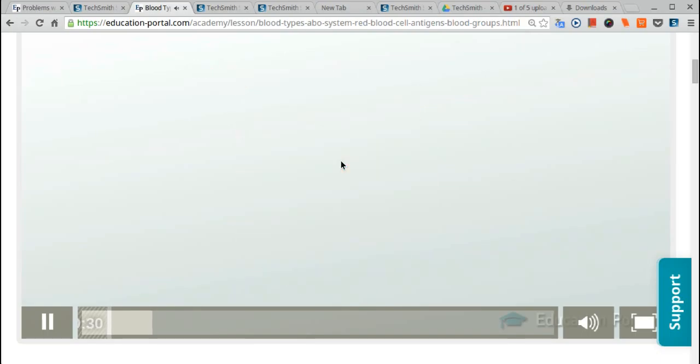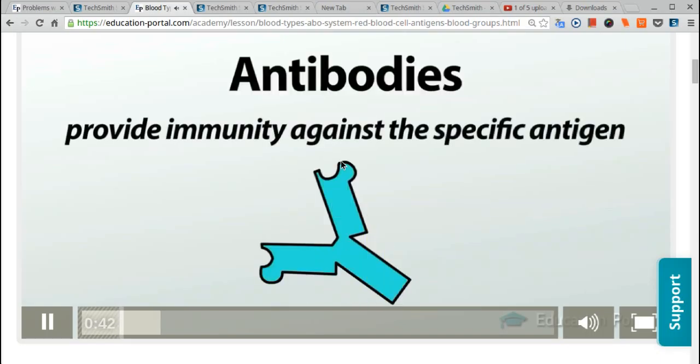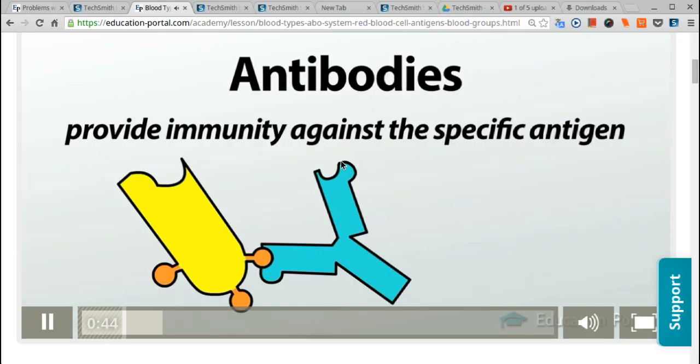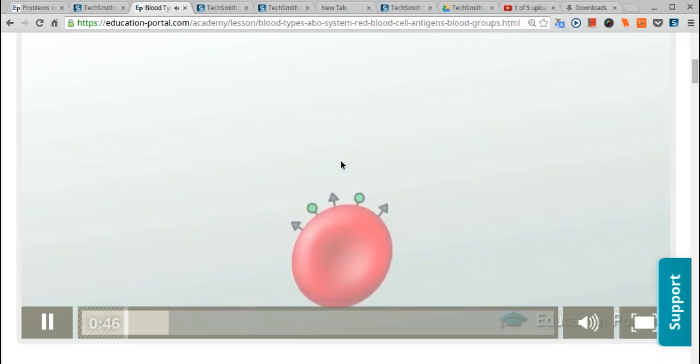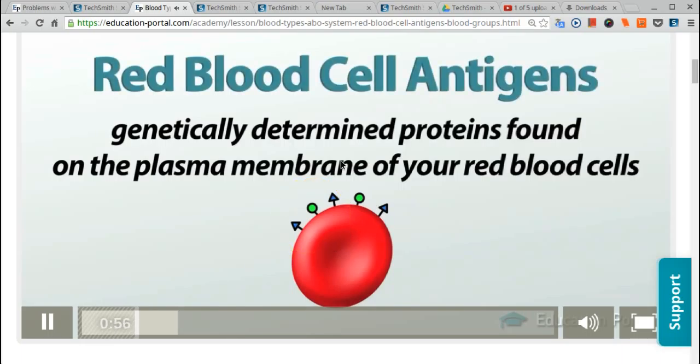type. Now, your immune system recognizes foreign particles that are not normally in your body as antigens. If an antigen is present, it stimulates your immune system to release antibodies to provide immunity against the specific antigen. And as mentioned earlier, there are genetically determined proteins found on the plasma membrane of your red blood cells. These special proteins are antigens, and what we refer to as red blood cell antigens.